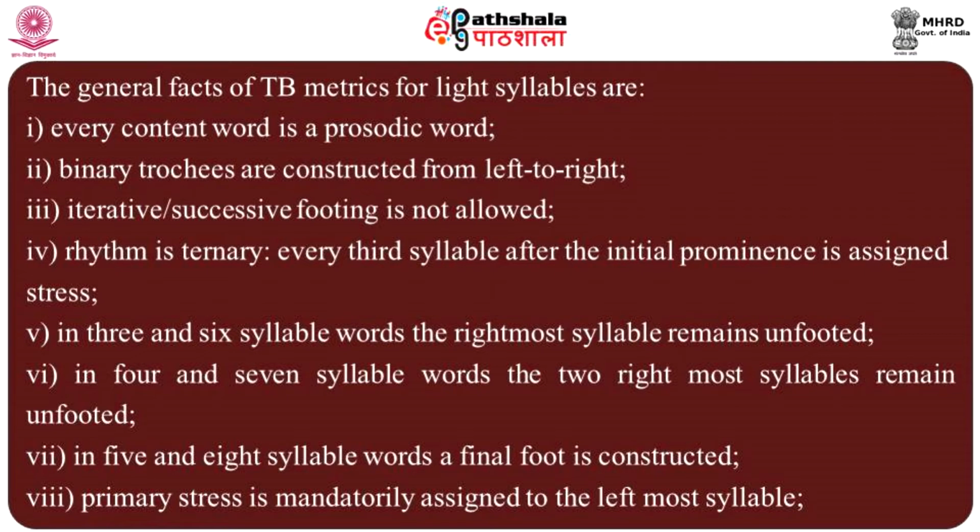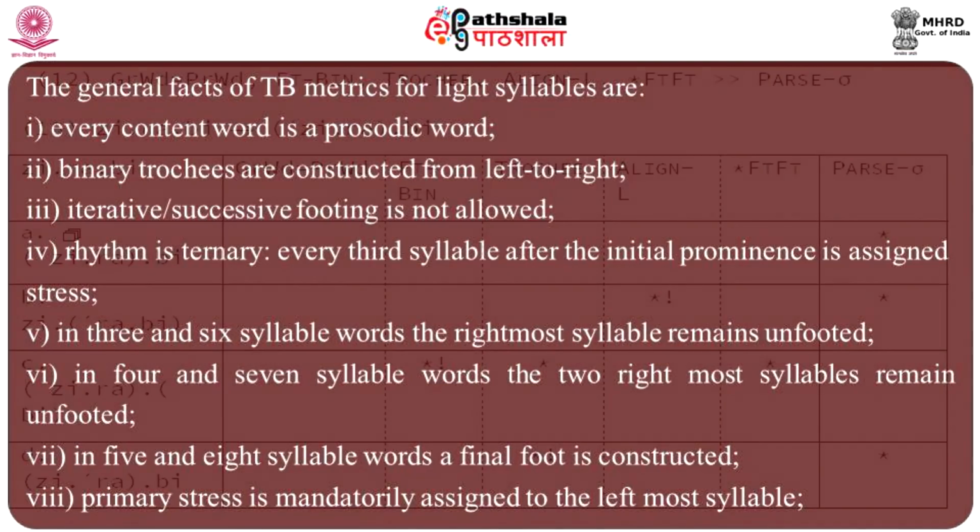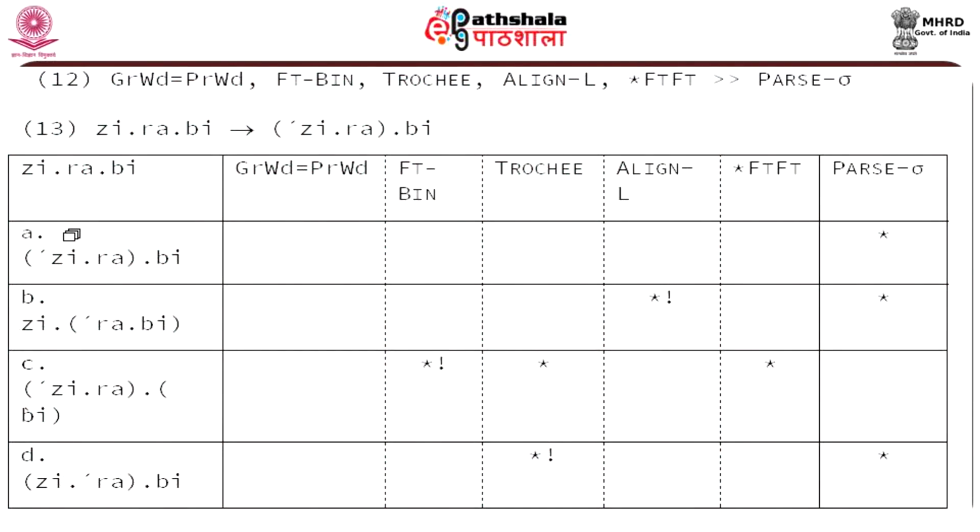In 3 and 6 syllable words, the rightmost syllable remains unfooted. In 4 and 7 syllable words, the 2 rightmost syllables remain unfooted. In 5 and 8 syllable words, a final foot is constructed. Primary stress is mandatorily assigned to the leftmost syllable. Now, given the facts of stress in words with more than 2 syllables, the relevant constraints are given on the screen.